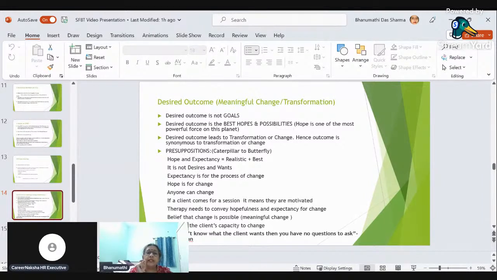So therapy needs to convey this hopefulness and expectancy for change to the client. And the therapist should believe that change is possible. What change? Meaningful change. And the same belief should be transferred to the client also. Client also should believe that change is possible. And the therapist should believe in the client's capacity to change. Harry Corman said, if you don't know what the client wants, then you have no question to ask. If you don't know what a client's desired outcome is, then you cannot proceed in solution focused therapy.